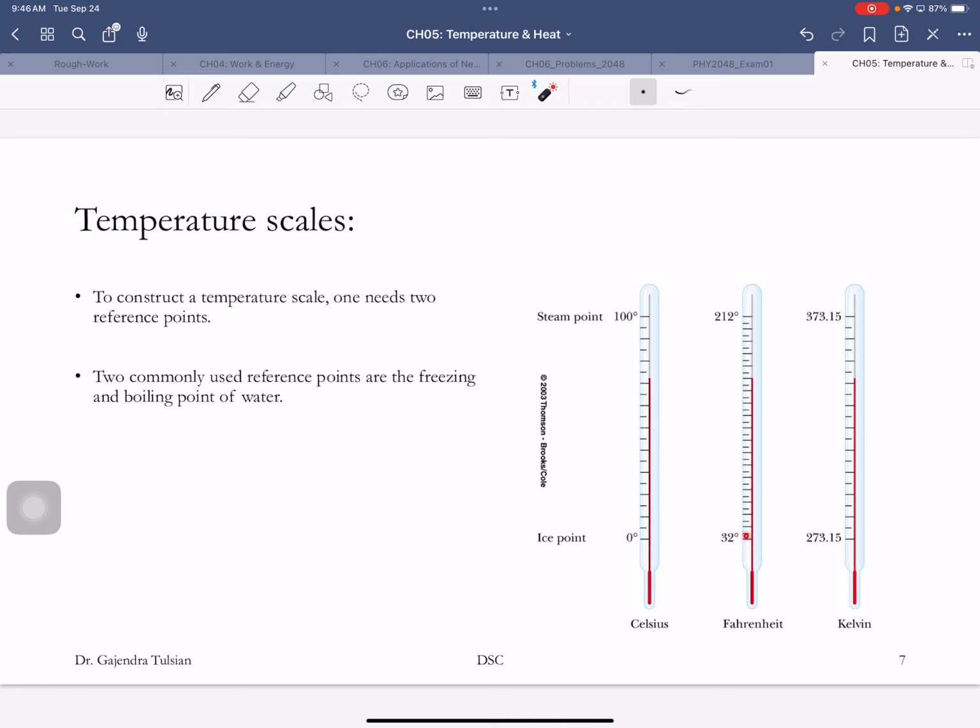Each degree here is about half a degree here, so this is a finer scale. So again, to make a scale, all you need is two physical phenomena that happen at the same temperature, and commonly used are the freezing point of water and the boiling point of water.